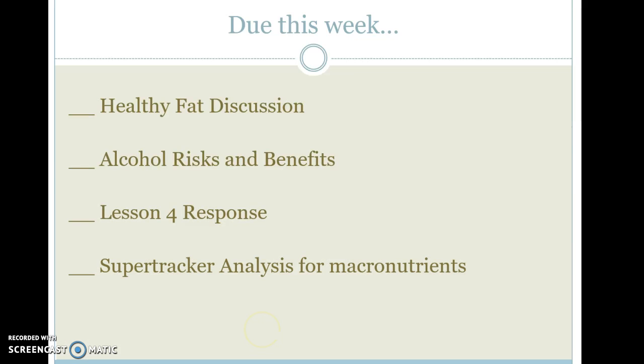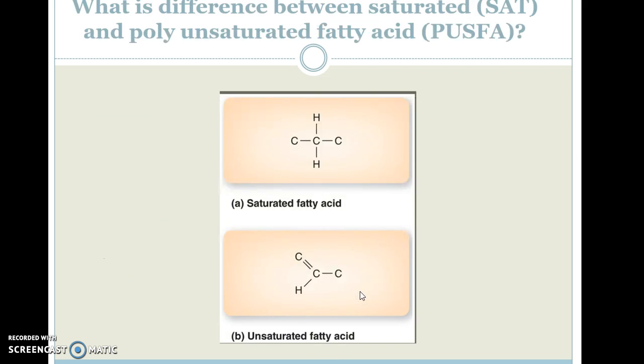There are 4 assignments this week. One is a discussion, so you can read an article on fat and talk about what you think is the importance of different types of fat. Another is a worksheet on alcohol and the risks and benefits. Another is a response, and then the part of the project for Super Tracker analysis, this time looking at just the macronutrients and not the vitamins and minerals.